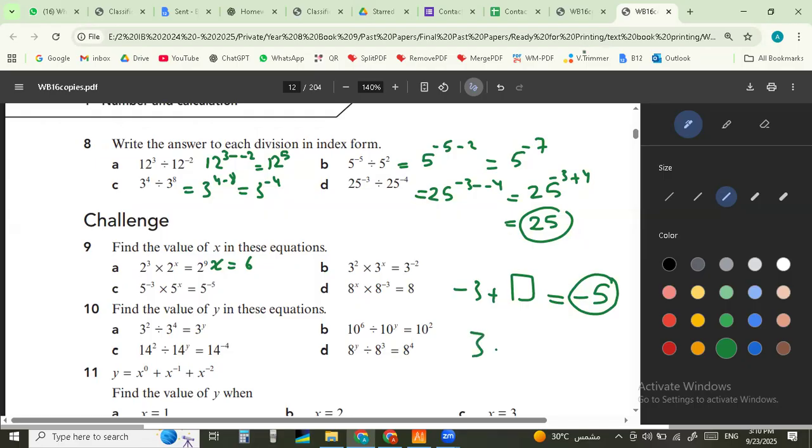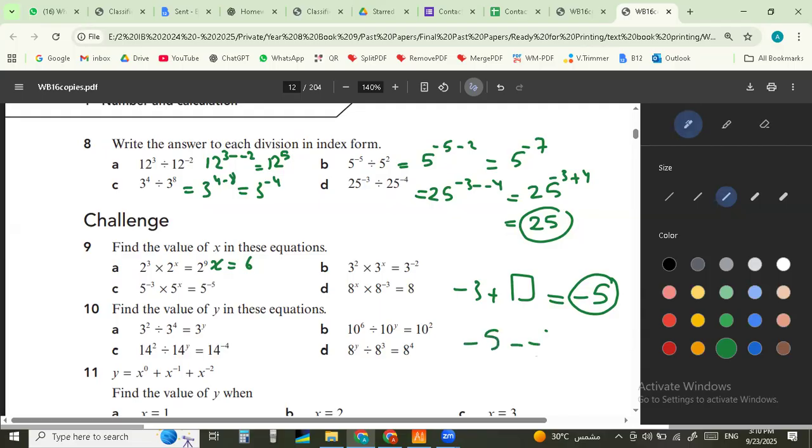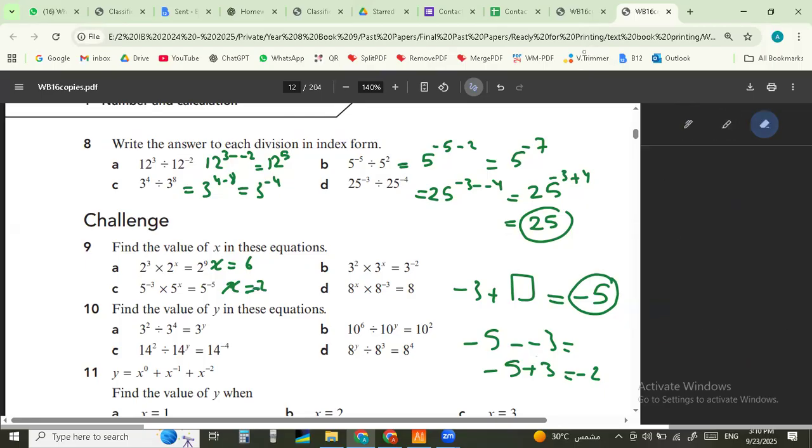As if you're saying 3 plus what equals 7. I'm going to take 7 minus 3, which is going to give me 4. That's the same thing. So what is negative 5 minus negative 3? Let me erase this. Negative 5 minus negative 3 equals negative 5 plus 3, which is negative 2. So here, this x is negative 2. X equals negative 2.